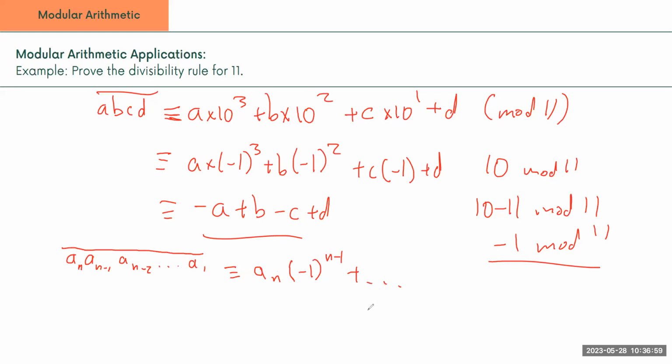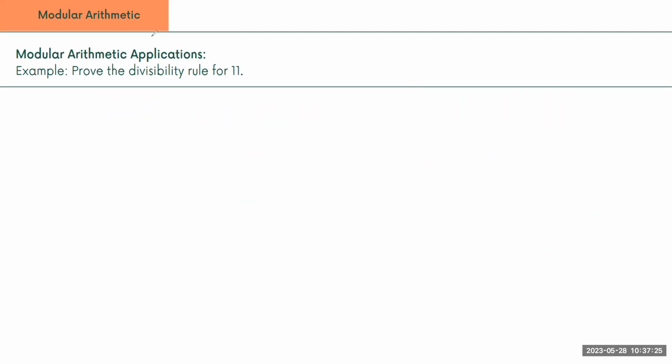I'm not going to write all the terms here because obviously that'd be impossible, but we're just going to take out a_n times -1 to the n. And note that if we have a negative here, we have a positive next, and then a negative, right? Because we're multiplying by -1 every single time. So it's just going to be the alternating sum again. So there we have it, the divisibility rule for 11.